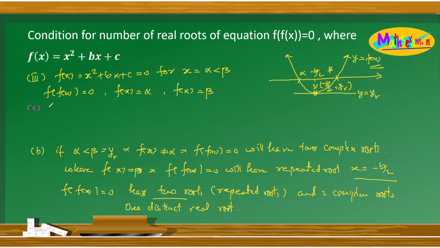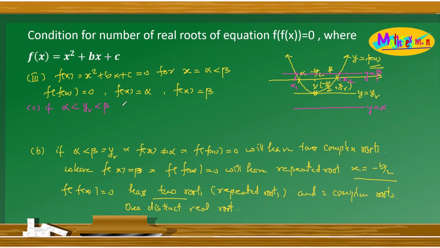Now let us see the third case, that is, if alpha is less than y of v and this is less than beta. Once again, that means we have a line y is equal to alpha, and another line y is equal to beta, which is above this, and corresponding to beta you get the values x1 and x2 on the graph.